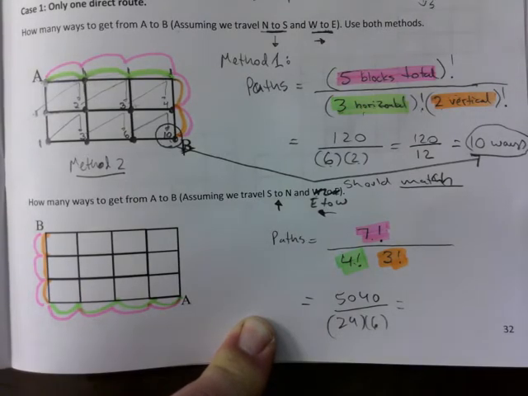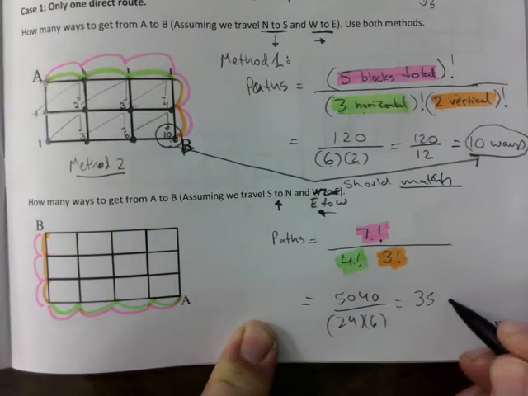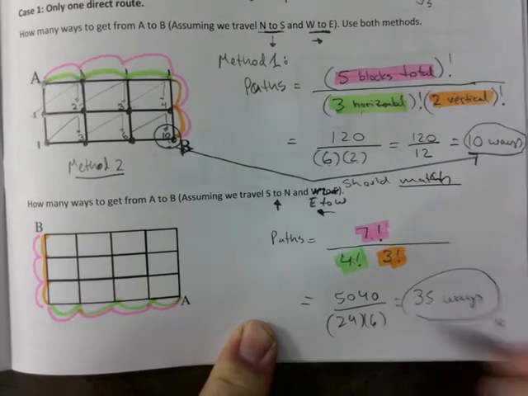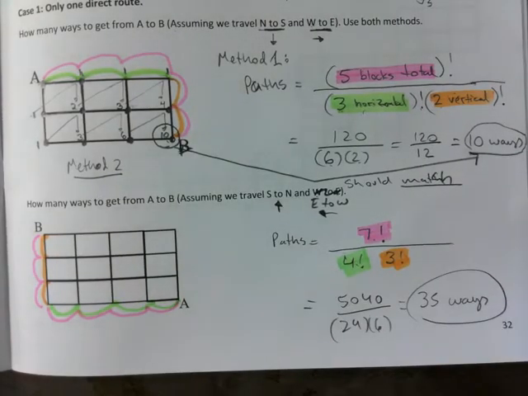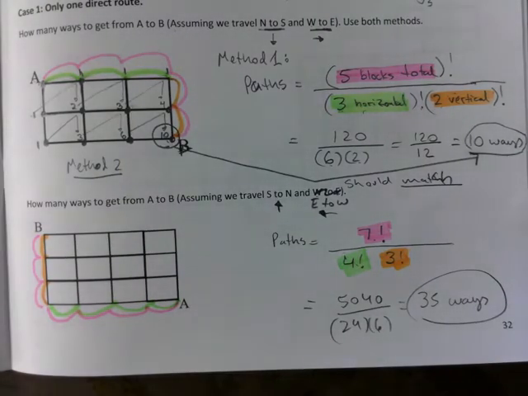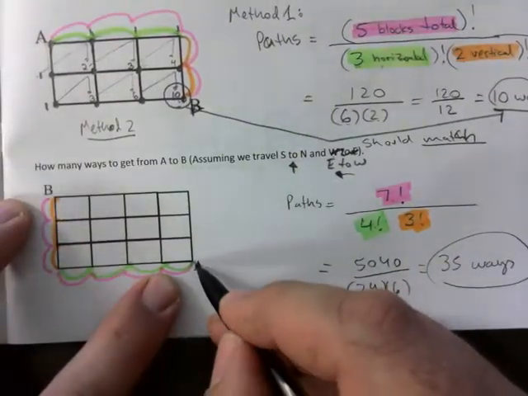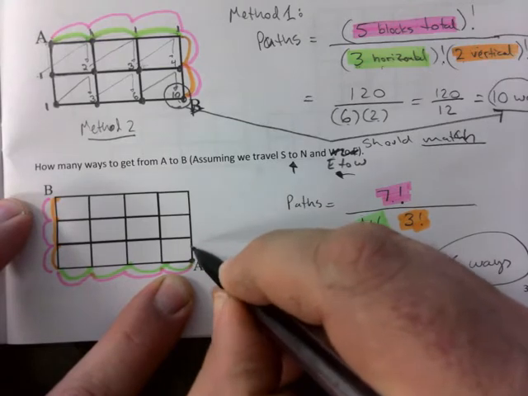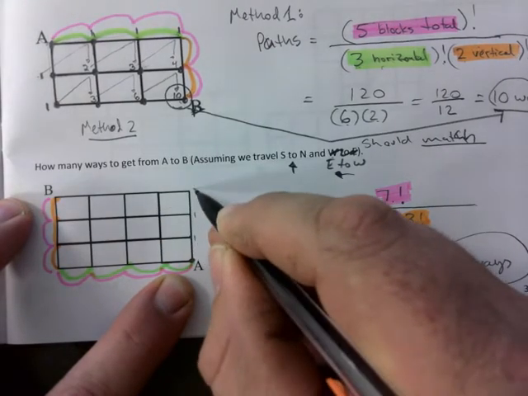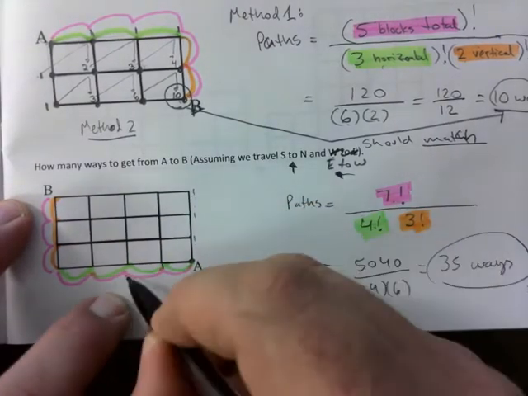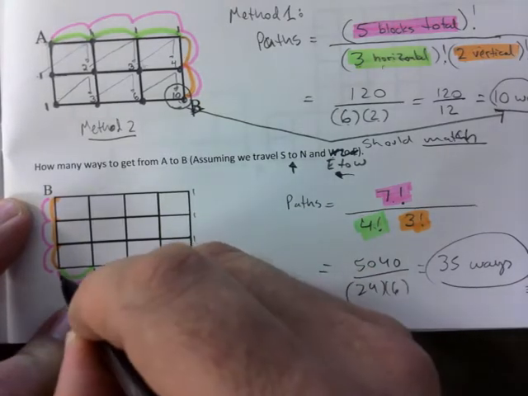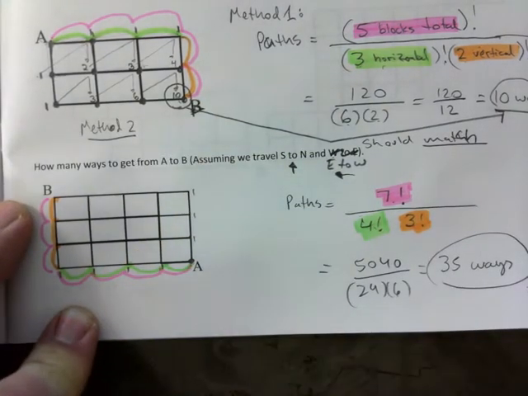Divided by 24 times 6. That's 35 ways that you could travel. And I'm running against time here, so let me just do this real quick. If you start here, at this intersection, it's 1, 1, 1. Along the outside, there's only one possible way to get there.